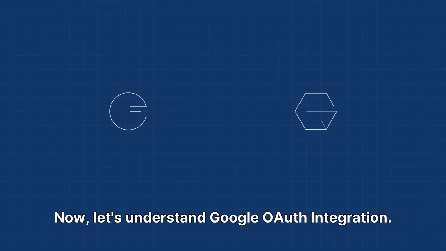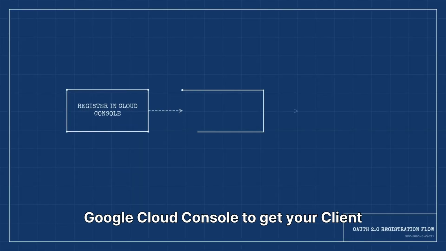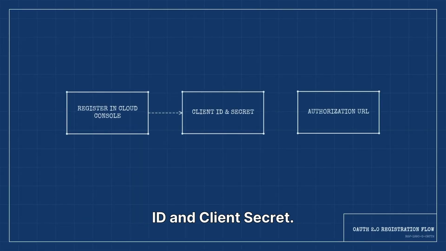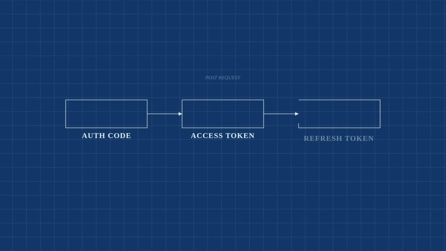Now let's understand Google OAuth integration. For Google OAuth, register your app in Google Cloud Console to get your client ID and client secret. Exchange the authorization code for an access token and refresh token via a POST request. Save the refresh token securely. Unlike the access token, it doesn't expire and can auto-renew your session.